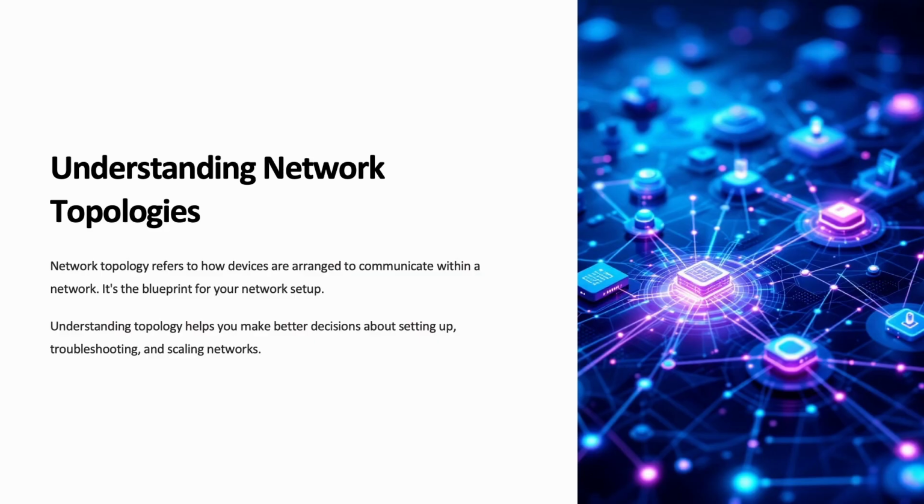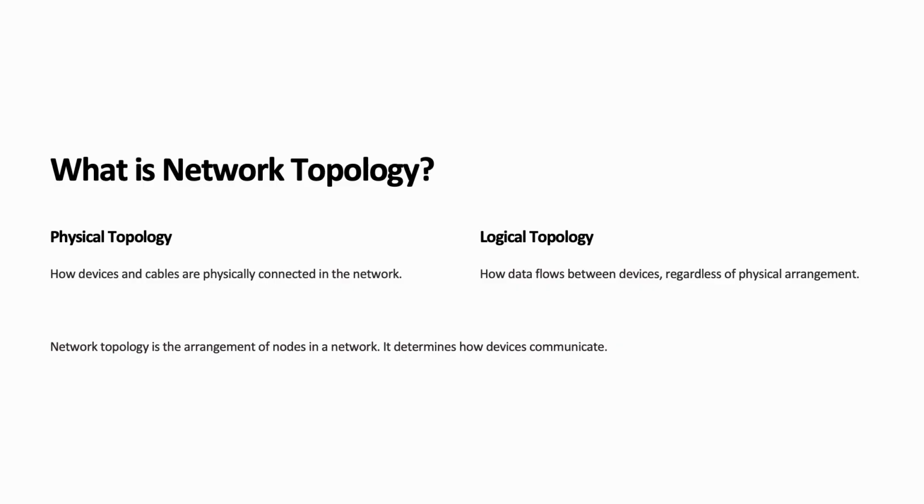In its essence, a topology refers to the way devices are physically or logically arranged to communicate within a network. You will often hear network engineers calling those devices nodes. Think of a topology as the blueprint or a layout plan for your network. The physical topology is how devices and cables are physically connected. The logical one, on the other hand, is how data flows between devices regardless of their physical arrangement.